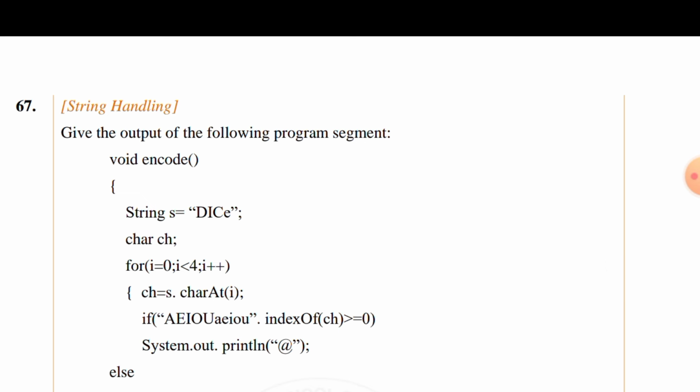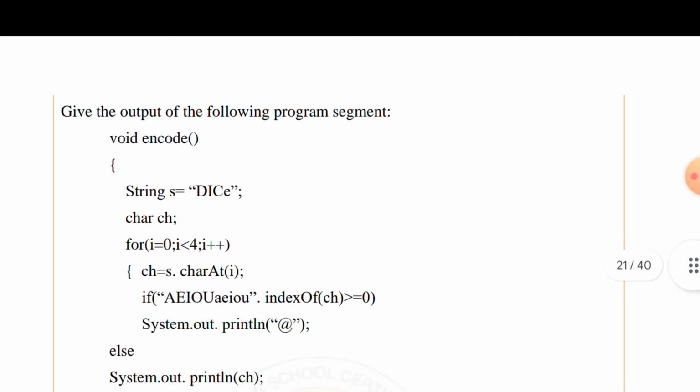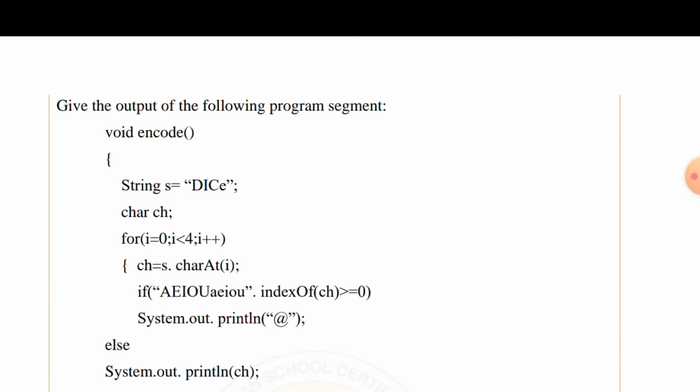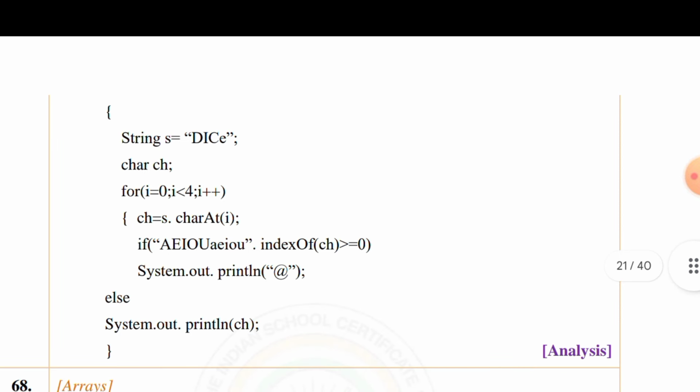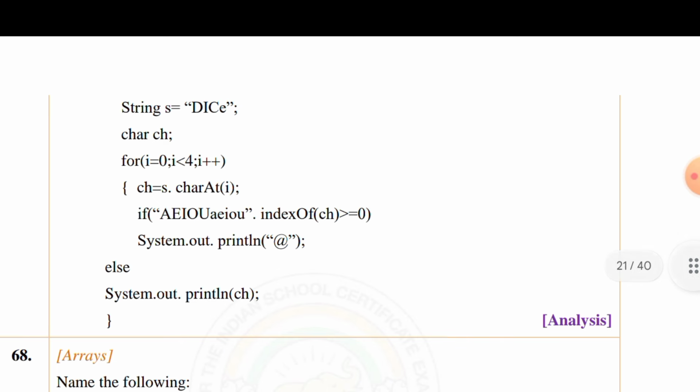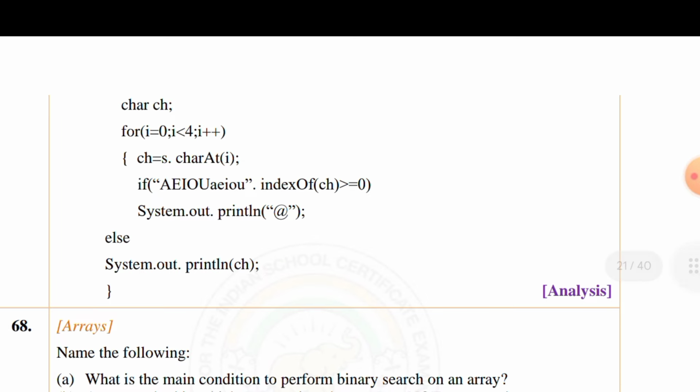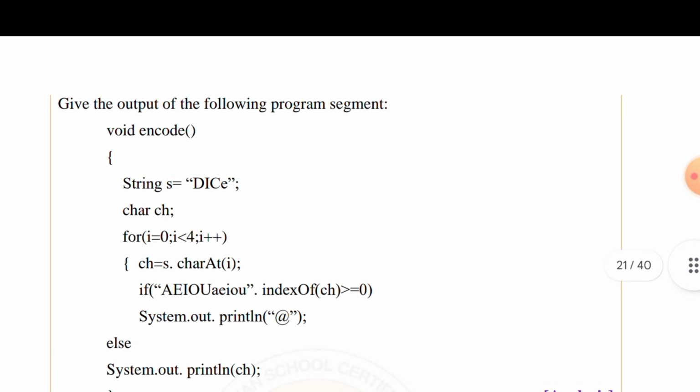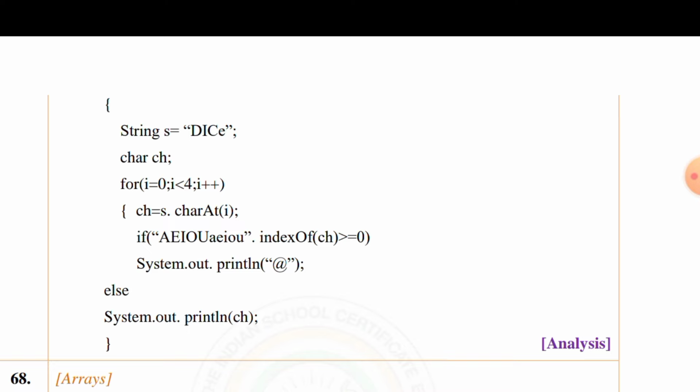Give the output of the following program segment. Okay, there we have void in code and string s. There is some value written, and then we have a character variable. The loop is running. So what we have to do is find the output of this. Basically, whatever the characters are present in the string s, we are looking them up in the given string. That is what we are looking, whether they are vowel or not.